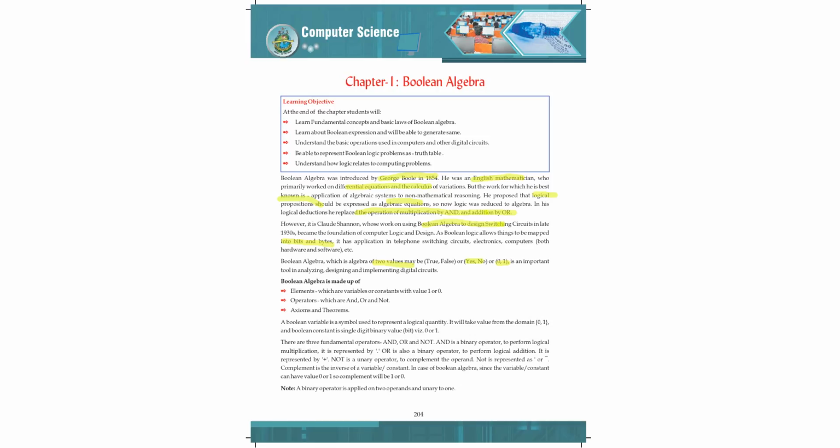Boolean algebra is made up of basically three things: elements, operators, axioms and theorems. A Boolean variable is a symbol used to represent a logical quantity. It will take a value from the domain 0 and 1, and a Boolean constant is a single digital binary value, 0 or 1.